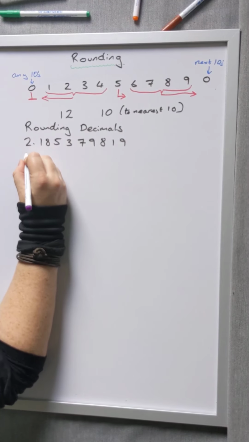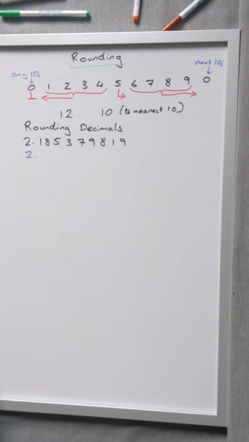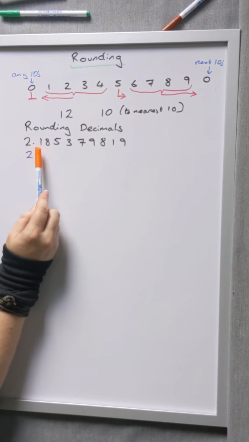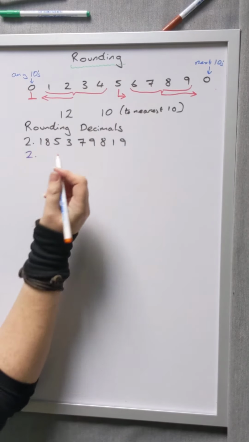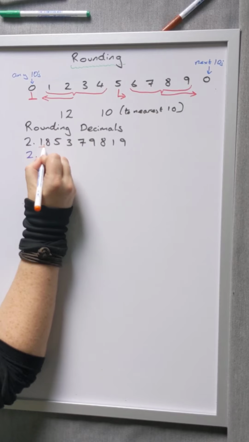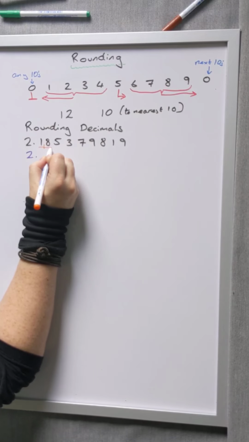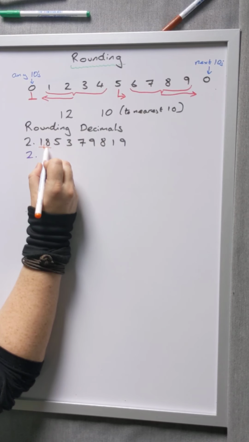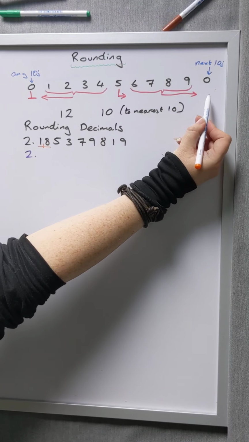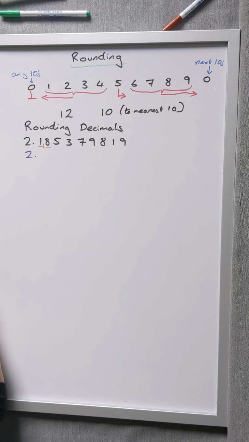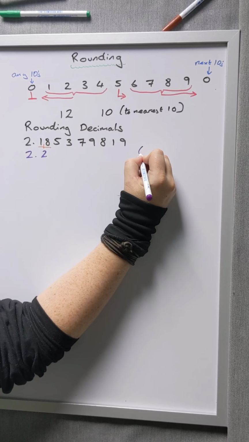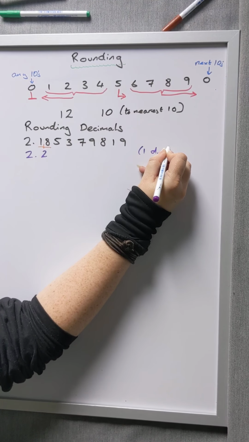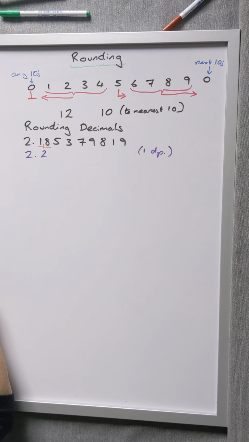So if we round it to one decimal place, we have 2 points. We want one number after the decimal place. But in order to figure out what that number would be, we need to look and see what number comes after it. The 8 comes after it. 8 makes it round up. So what we have here is 2.2 to one decimal place. We tend to write DP. You'll find that mathematicians use abbreviations a lot.